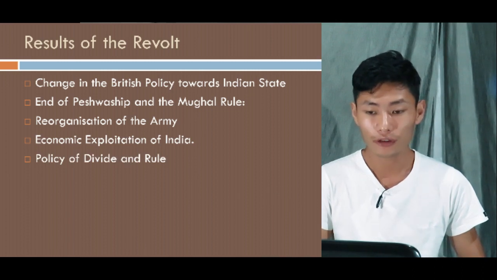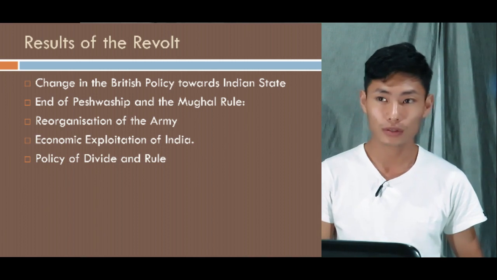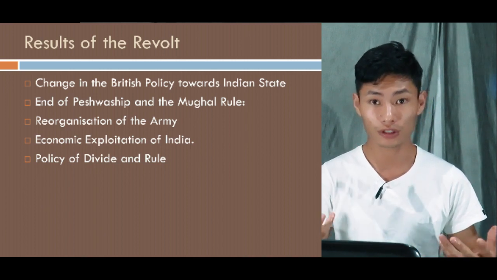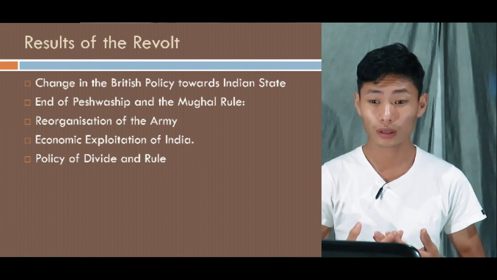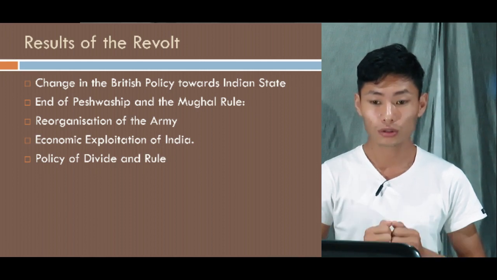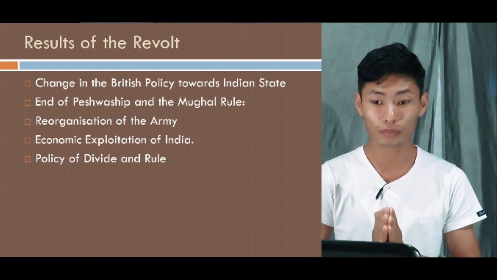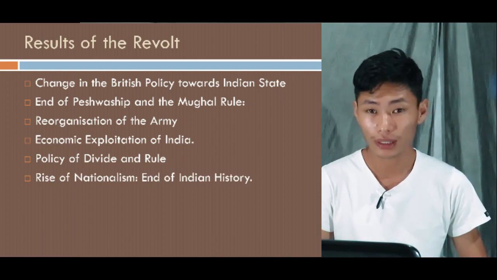Next we have the policy of divide and rule. So during the revolt of 1857, both the Hindus and Muslims joined hands together, irrespective of their religion. They joined hands together and began to fight against the British. So that became a threat to their existence. So they began this policy called divide and rule in order to break the unity between the Hindus and Muslims.